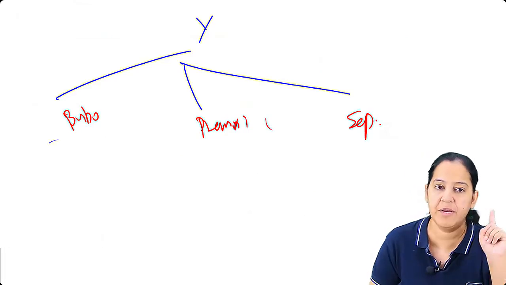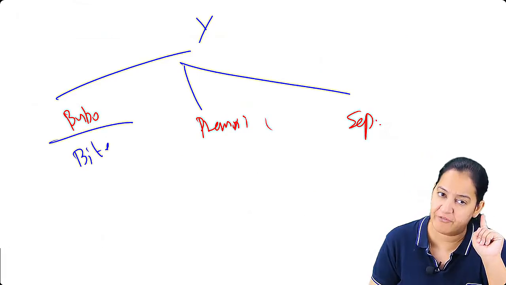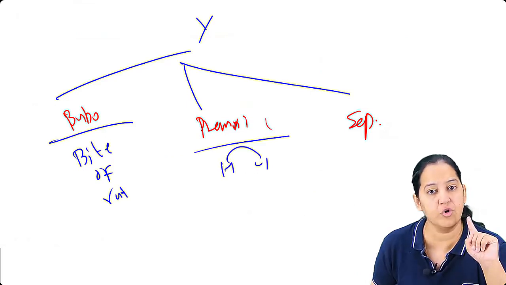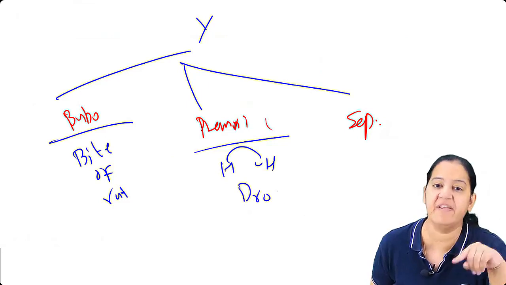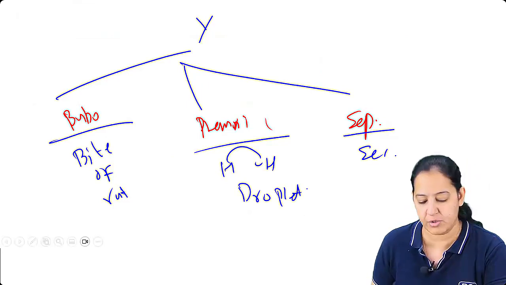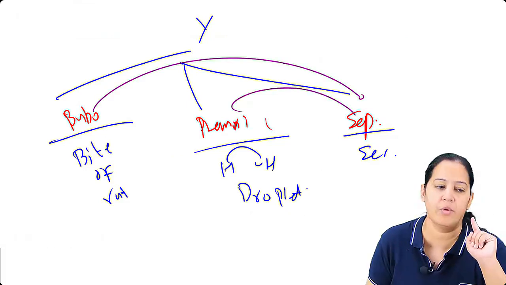So what is bubonic plague? It is the bite of red flea. How is pneumonic? Pneumonic is human to human via droplet. First time it came from red flea, but later on it is through droplet. And septicemic is always secondary. Either bubonic or pneumonic can convert into septicemic.